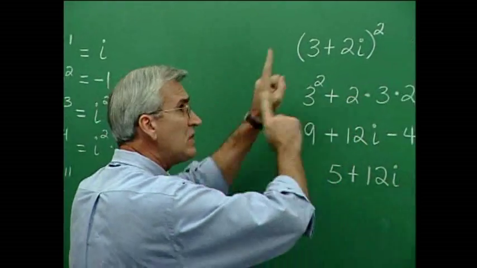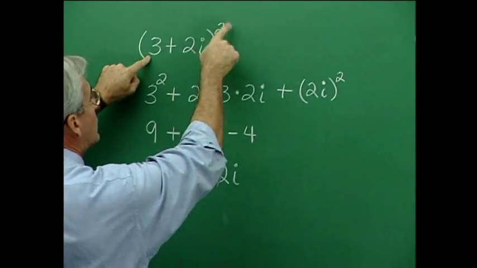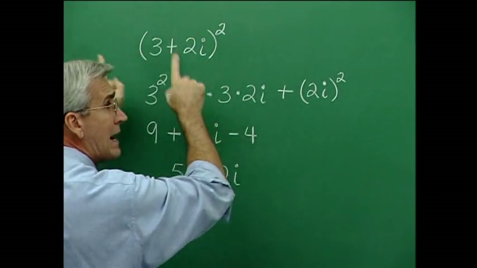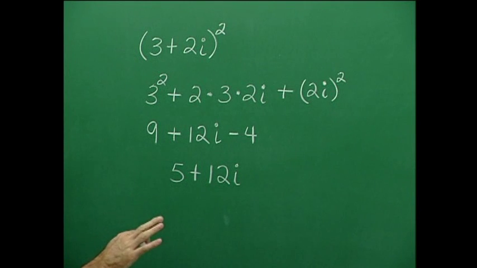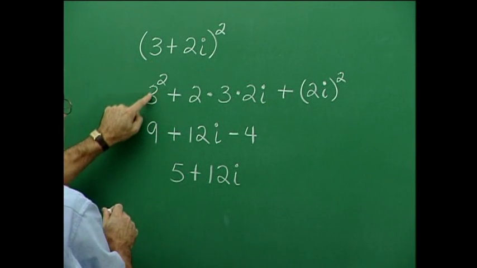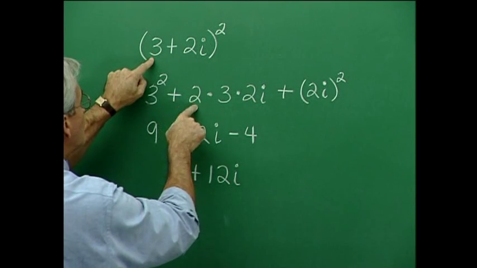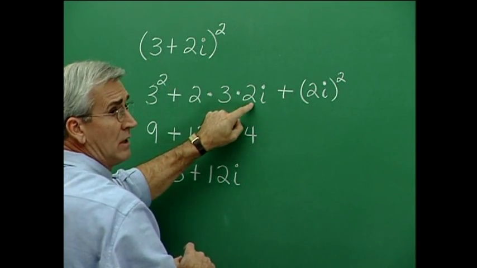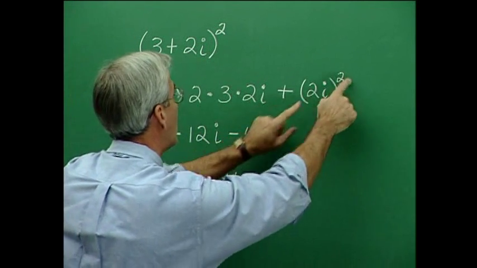Now, the easy way to deal with this is to think that we have two factors of the binomial, write down those two factors, and then use the FOIL method. The fast way in squaring a binomial is to say, okay, in the answer, the first term is the first term here squared. The middle term is double this product, so it's 2 times 3 times 2i. And the last term is the last term squared, so it would be 2i all squared.